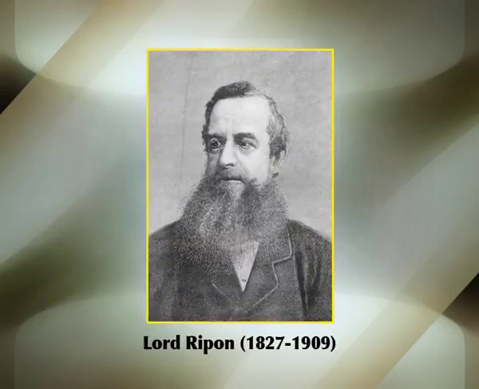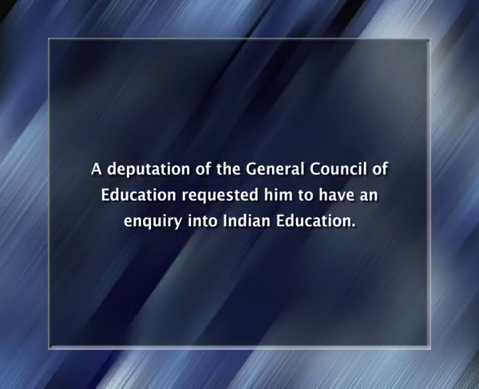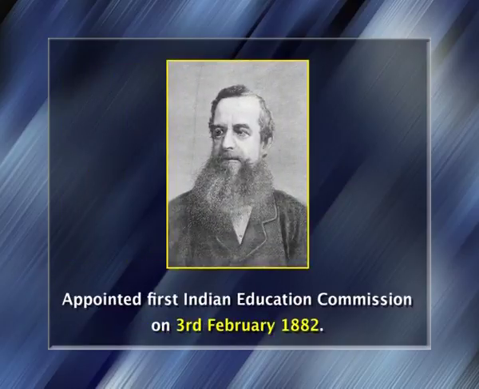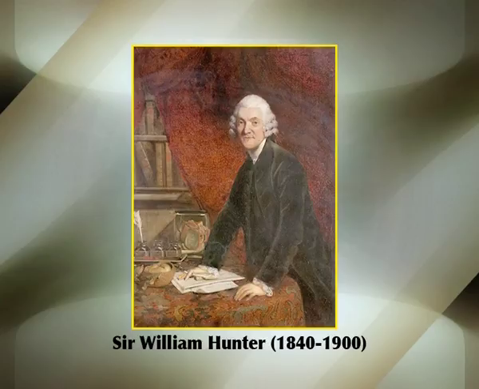When Lord Ripon was appointed the Viceroy of India, a deputation of the General Council of Education requested him to have an inquiry into Indian education. Lord Ripon appointed the first Indian Education Commission in 1882. Sir William Hunter was appointed as the chairman of the commission. The commission was popularly known as Hunter Commission after the name of its chairman. Besides the chairman, the commission consists of 20 other members.